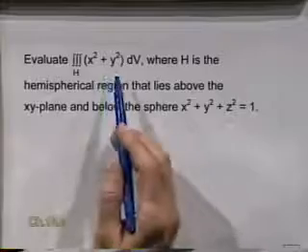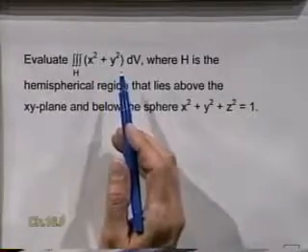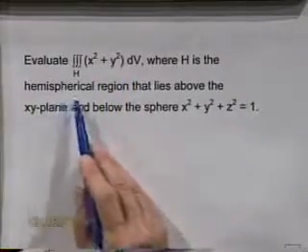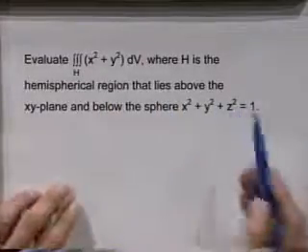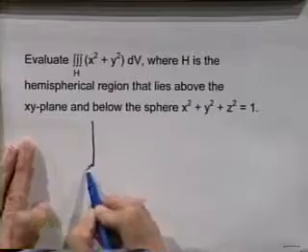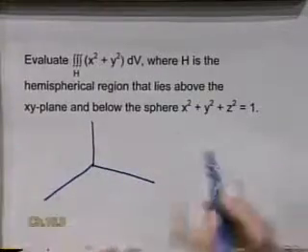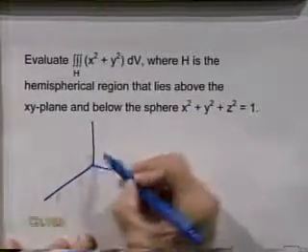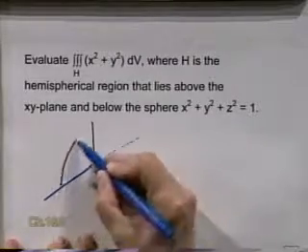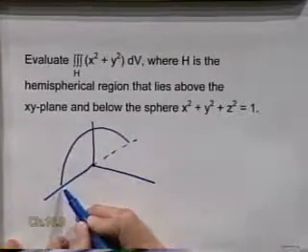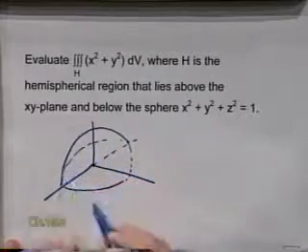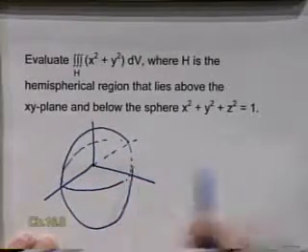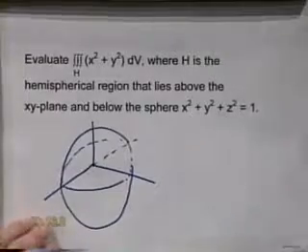Now this one. Evaluate the integral of x squared plus y squared dV, where H is the hemispherical region that lies above the xy plane and below the sphere. I think you can sketch this pretty easily, can't you? X squared plus y squared plus z squared is the sphere of radius 1. But this time we want the whole darn thing, and all the way down too. My picture's not too good. Okay, so popping this in, let's see now.